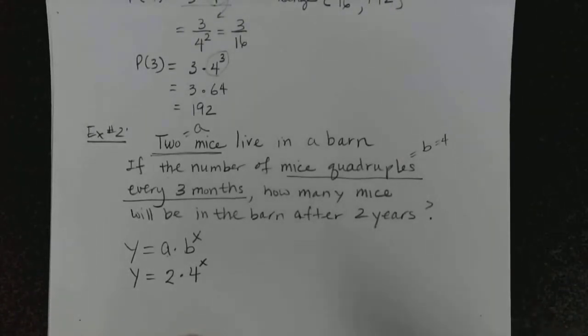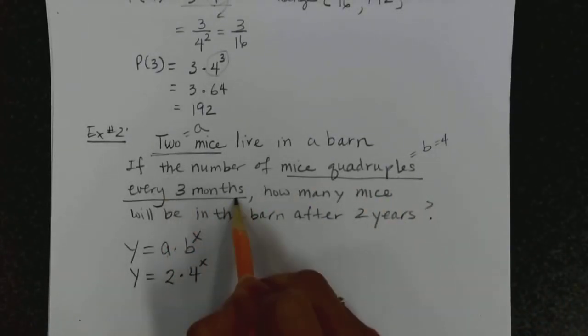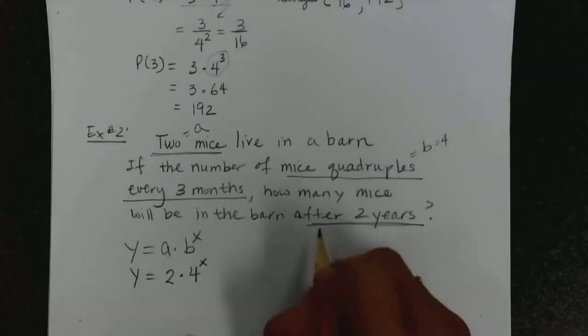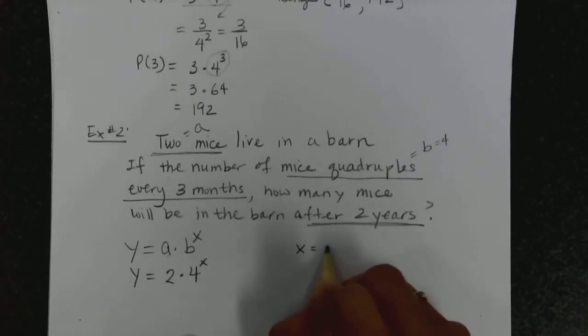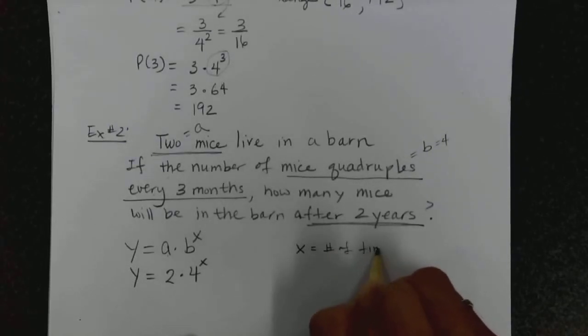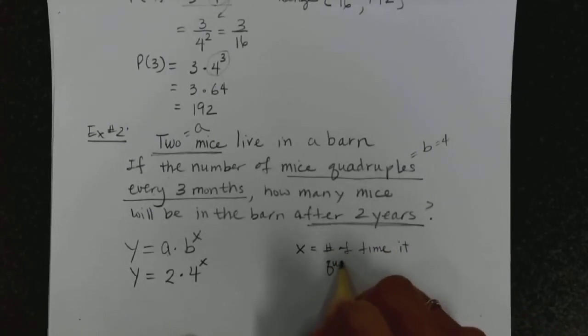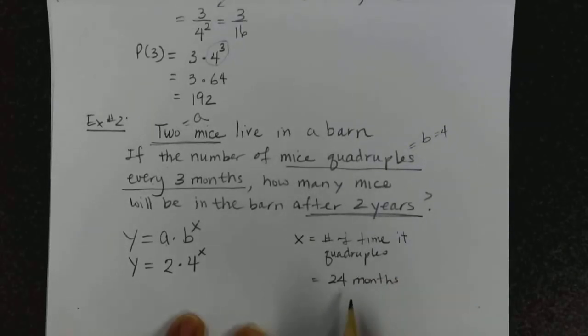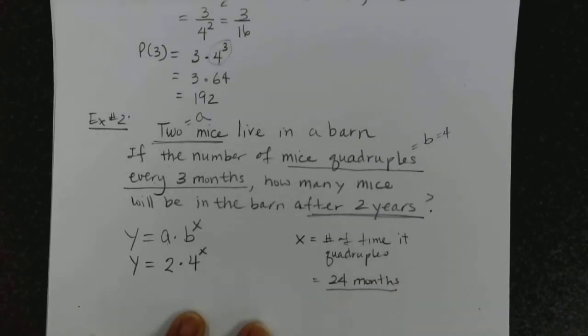Now remember, x is the number of times it grows. Well, it quadruples every 3 months. And I want to know how many mice are there after 2 years. So x is the number of times it grows. So remember, there's 24 months in 2 years, and we're going to divide by every 3 months. It's going to quadruple every 3 months. That will tell me how many times it's going to quadruple. So it's going to quadruple 8 times.